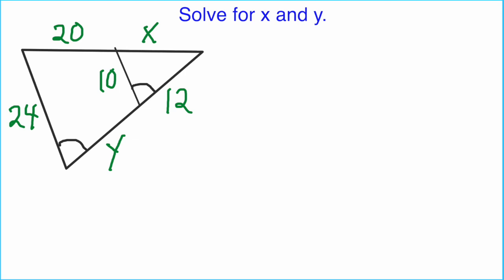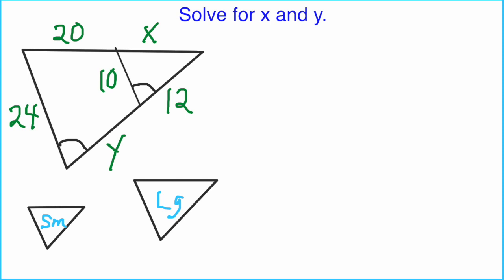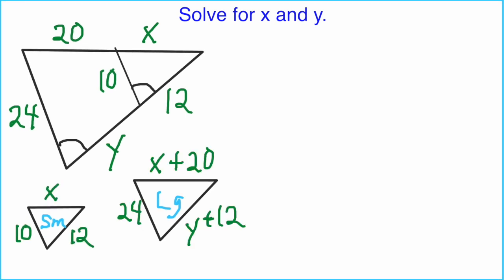Last problem. Go ahead and pause and give it a try. Separate your triangles and label the small one, and label the large one, and now you've got to be careful. You've got to find the side that has just numbers, no variables, and you're going to use that in both of the proportions that you write.